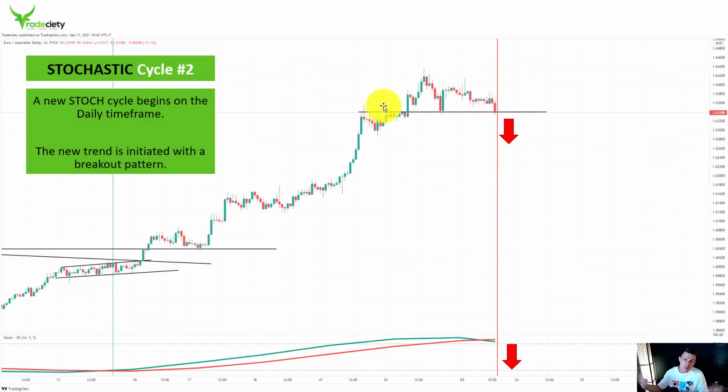And again, we're able to put the price into a pattern. We're able to put the price into a resistance support level. You can see previous resistance is turning into support.